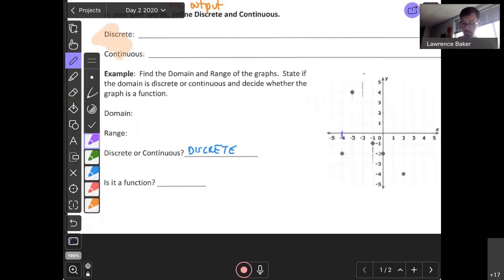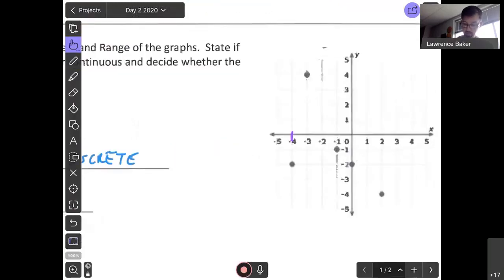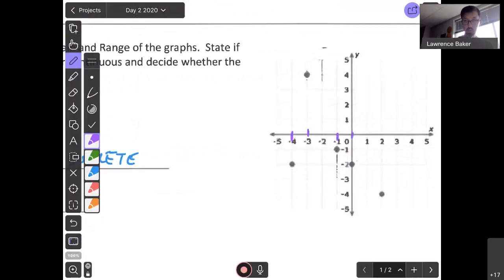So here I have an X value at -4. I have another X value at -3. I have another one at -1. I have another one at 0. And I have another one at 2. So those are all the individual X values that I have.